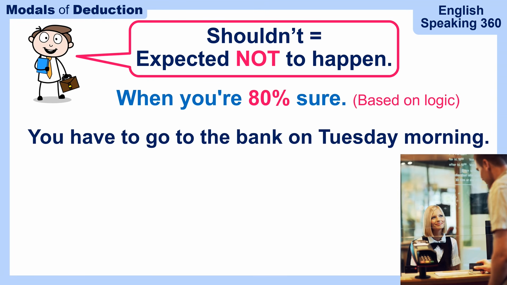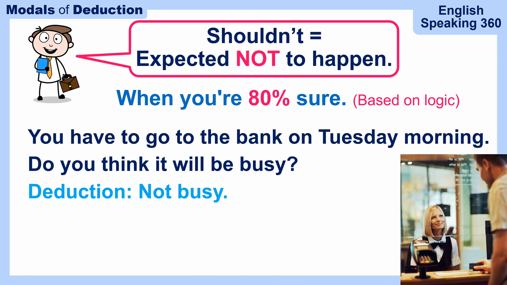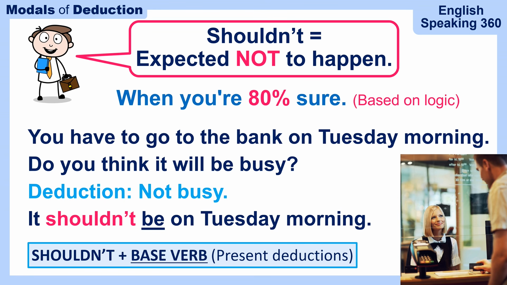For example, you have to go to the bank on Tuesday morning. That's a very common situation. Do you think it will be busy? So do you think the bank is going to be busy on Tuesday morning? What is your deduction? What do you think about that? I think not busy. I am 20% sure that it will be busy. So what do I say? It shouldn't be busy on Tuesday morning. Here the pattern is just like we've studied with the other ones, shouldn't plus base verb for present deductions.